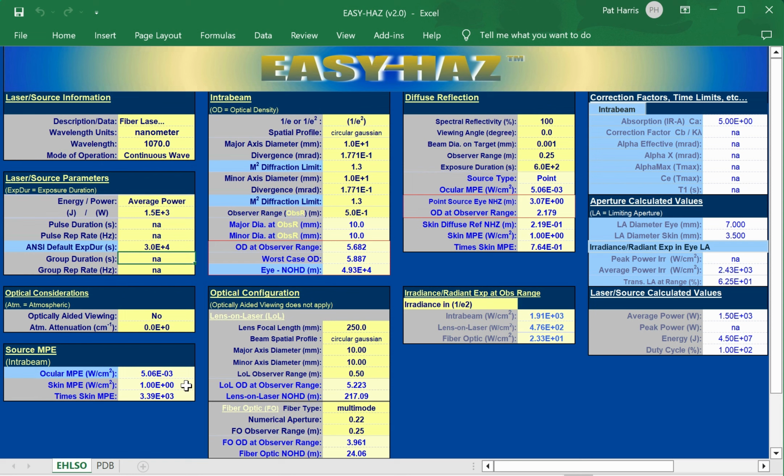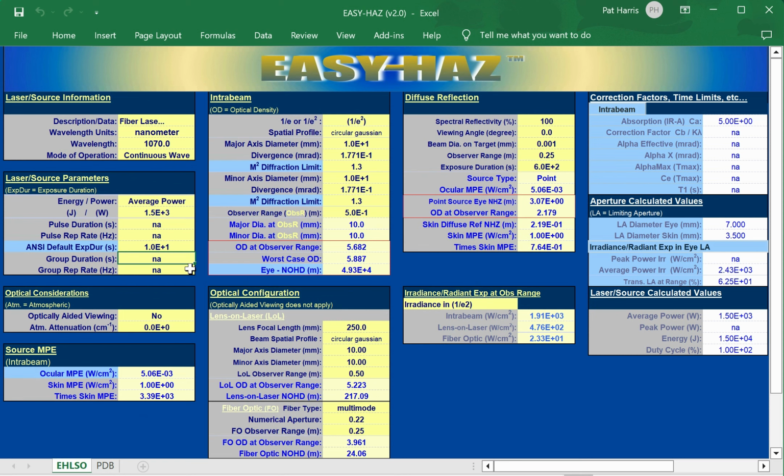Okay. Now we'll notice that the skin MPE is far less restrictive. It's 1 watt per square centimeter, and right here we're reporting the times skin MPE. In other words, how many times over the MPE is the radiance of the laser, and we can see that it's about 3,400 times the skin MPE. So this has got a serious skin hazard to it. Okay, so let's set this back to 10.